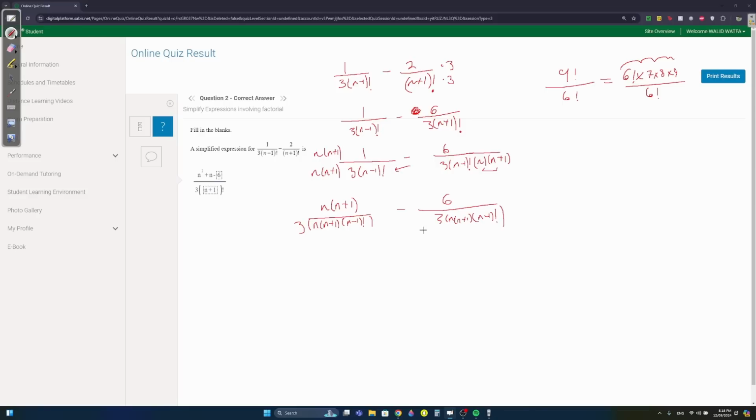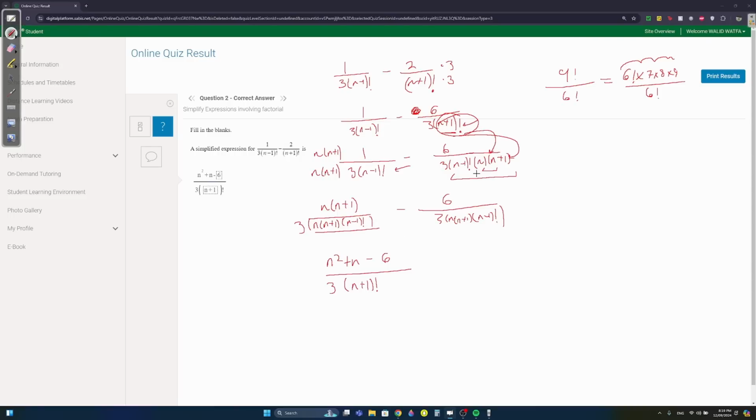So right now we have the same denominator. Can't we just subtract this? You can. So n times n plus 1 is the same as n squared plus n, if you just distribute the n, minus 6, over this denominator, which is 3 n plus 1 factorial. Walid, what happened to all of this? Okay, Habib, look, didn't we rewrite n plus 1 factorial as this? So isn't all of this just n plus 1 factorial? It is, right? So we expanded n plus 1 factorial to get this.